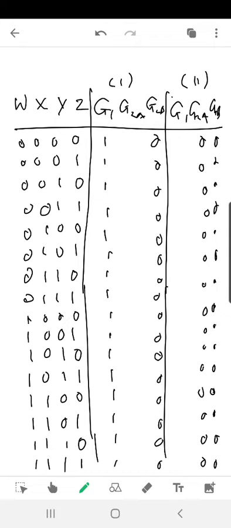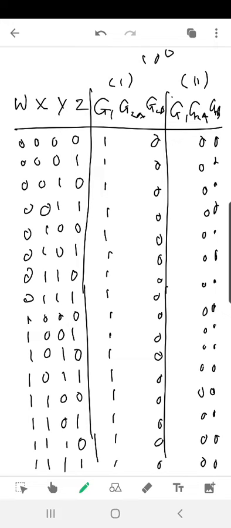Now the decoder which will actually work depends upon the G2A pin of the first decoder and the G1 pin of the second decoder. We know that for a decoder to work, the values of G1, G2A and G2B should be 100. If the value is 100, then that particular decoder will work, and if the value is not this, then that decoder will not work.